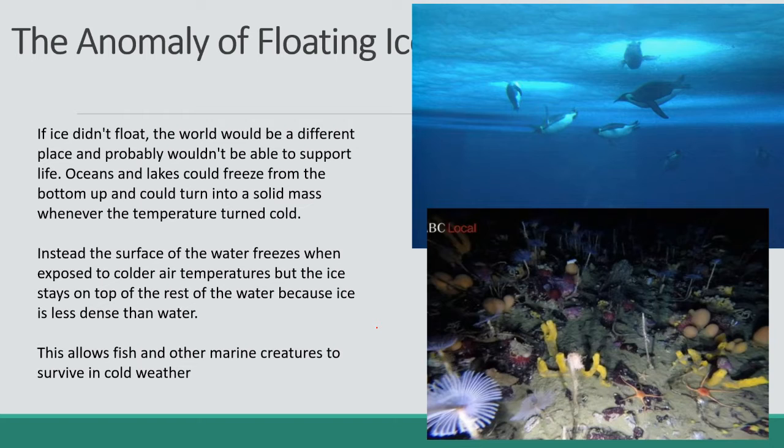So this is just a picture. The fact that ice floats at the top of the ocean or a lake means that plants and animals can survive underneath the ice, and that the oceans and lakes freeze from the top. It allows fish and other marine animals to survive in cold weather, and our world would be very different if it wasn't for the hydrogen bonding between the molecules.